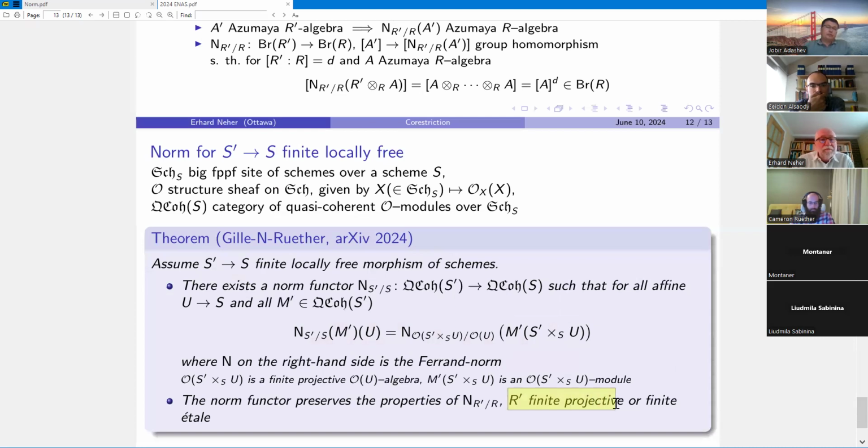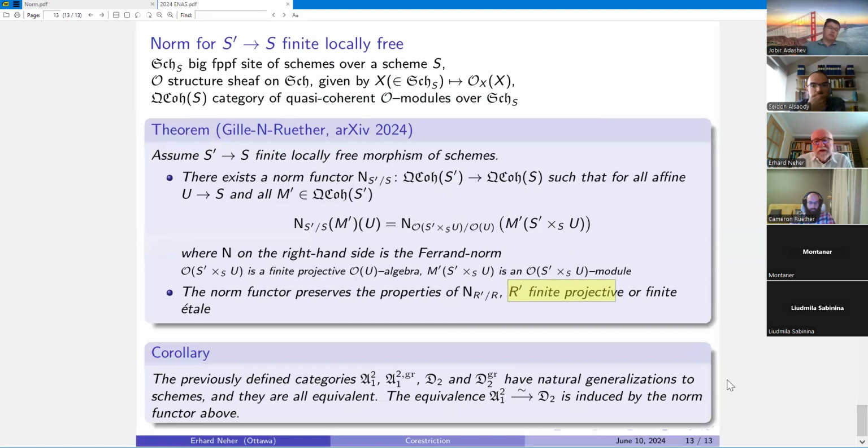So it maps, for example, Azumaya algebras over schemes S prime to Azumaya algebras over the scheme S. And it does what I set out to do, namely, it gives you an equivalence from the four categories which I explained before for fields, which you can easily define over schemes, and the equivalence of the category A1 2 to D2 is in fact induced by the norm functor which I have defined above. Let me stop here. Thank you very much.